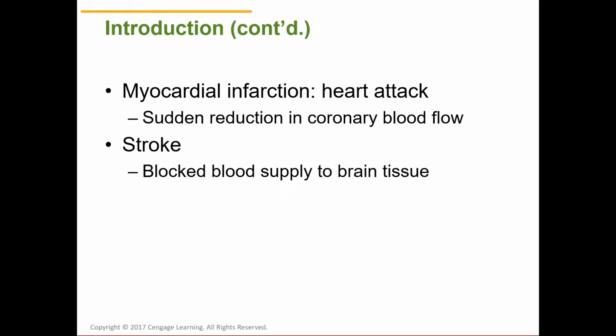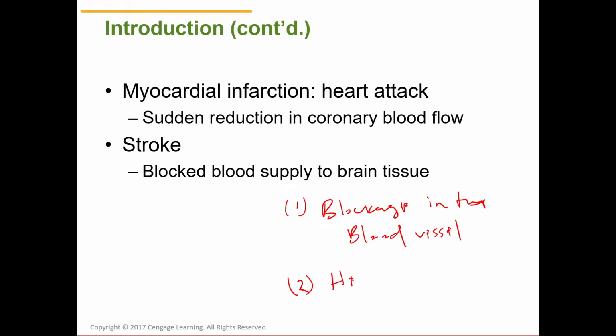So there are 2 major types of stroke. There's one thing that I want you to know when it comes to stroke. In stroke, blood supply to the brain tissues is deficient. This is what happens in stroke. The blood supply can be slow or deficient due to, number 1, some blockage in the blood vessels that supply the brain. Number 2, there might be a hemorrhage.